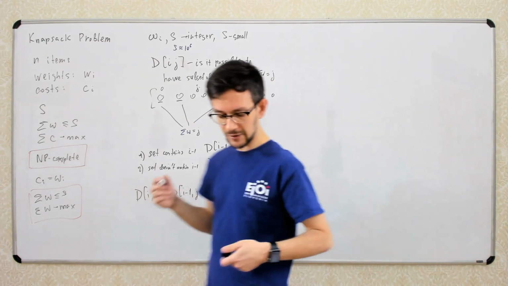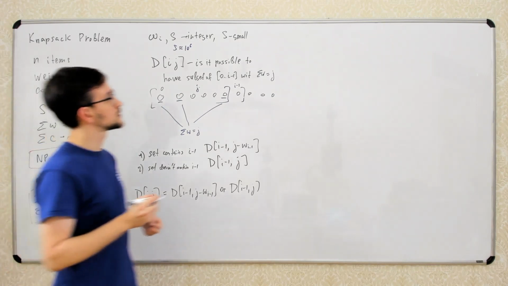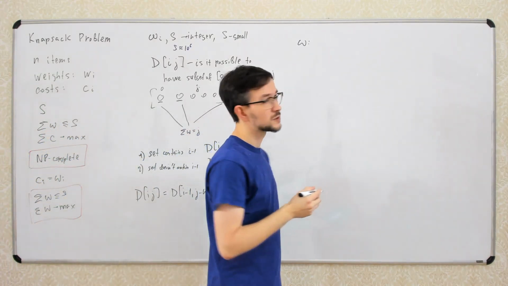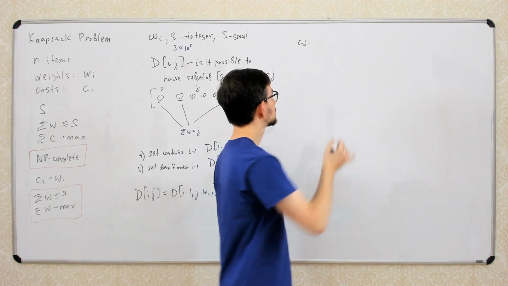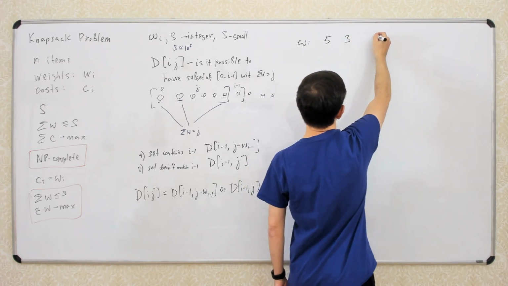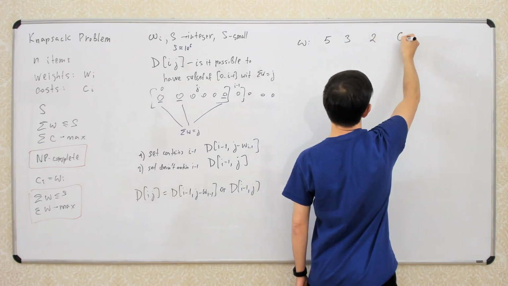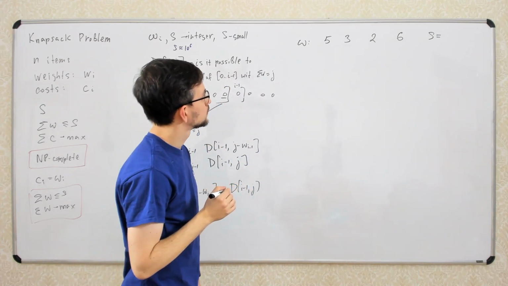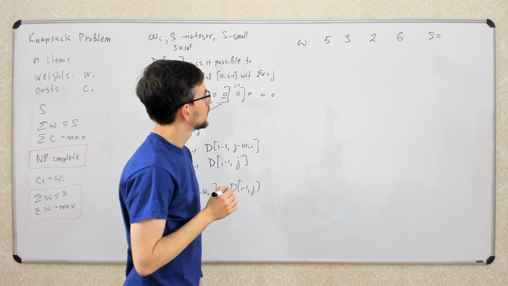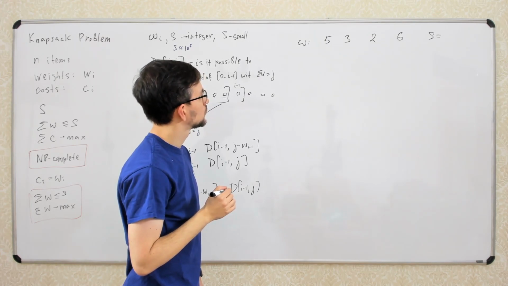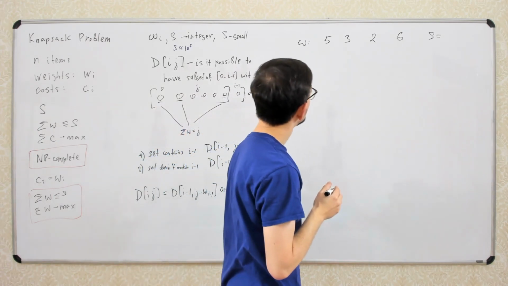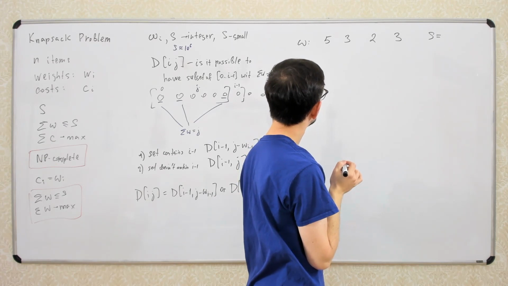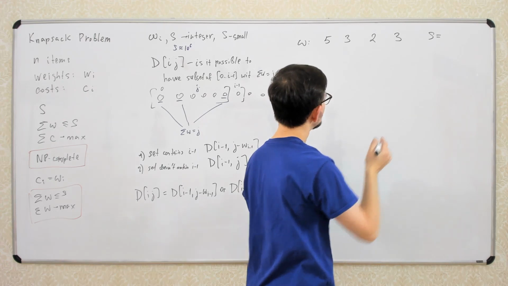Now let's have some example. For example, we have some items. Let's say the weights of the items will be... It's always hard to have a good example for the knapsack problem. Let's say we have 5, 3, 2, and 6, and the size of the knapsack is... Let's say the size is 9.